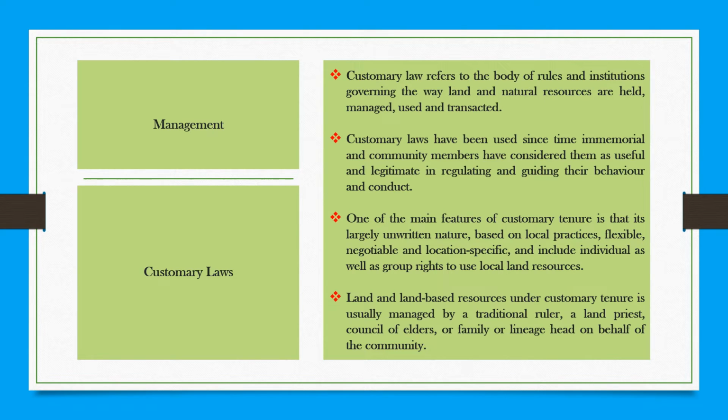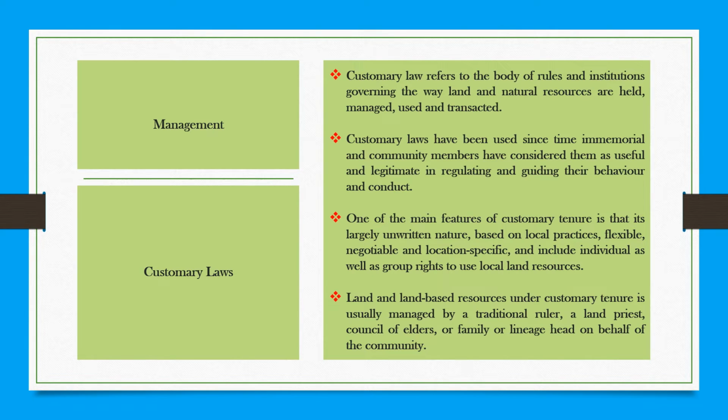Land tenure system under communal structure is managed by the customary laws. By customary law, we mean a body of rules and institutions that govern the way land and natural resources are held, managed, used, and also transacted. These are rules that have been used in a given community since time immemorial, and members of that community have considered them as useful and legitimate means of regulating and guiding human behavior and conduct towards land.